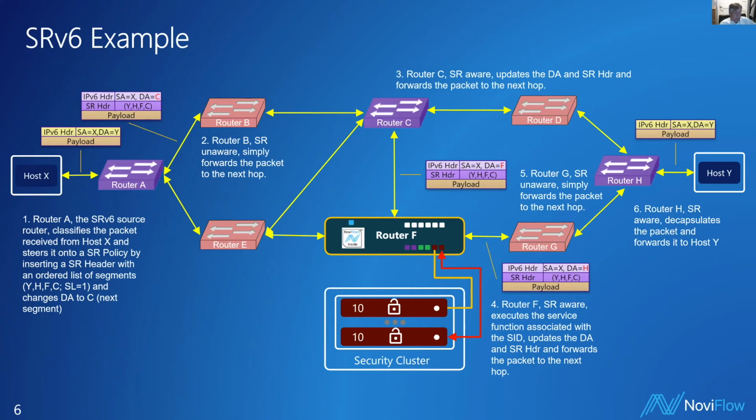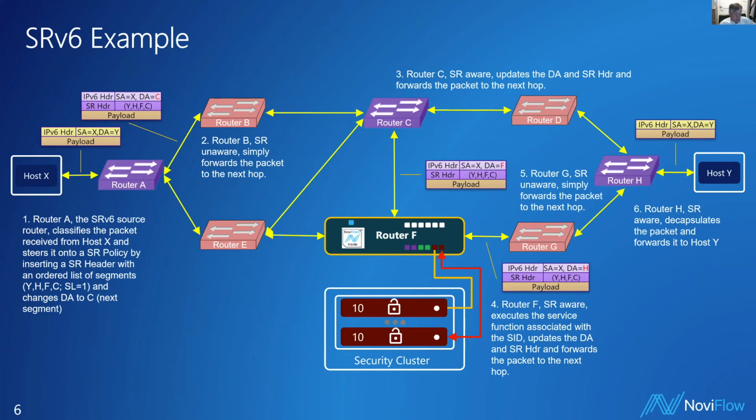to the next hop. Router F, the Noviflow Cybermapper, is SR aware and executes the service function associated with the SID. This could be sending the packet to one or more load balanced pools of security services. Cybermapper then updates the destination address and the SR header and forwards the packet to the next hop. Router G, another SR unaware router, simply sends the packet on to router H. And then router H, which is SR aware, is the last SID in the list and decapsulates the packet and forwards the original packet to host Y.